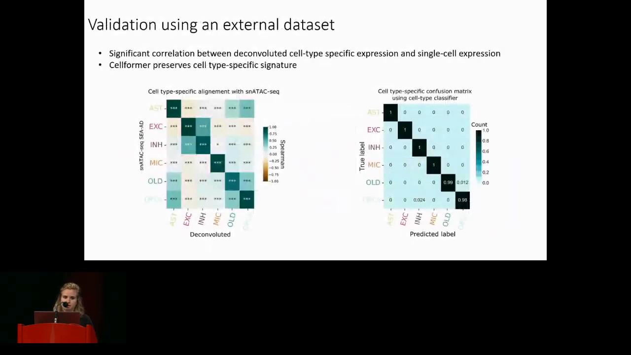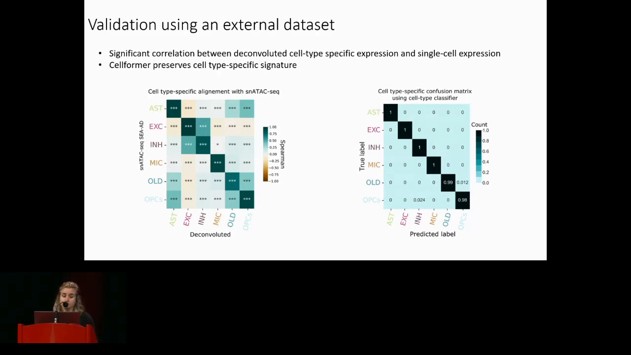We also validated our model using an external single nucleus ATAC-seq dataset and compared the deconvoluted profile for different cell types with the profile from single nucleus, using a correlation measure. And we observe a significantly high correlation within the same cell type between the 2 modalities. Additionally, we trained an external classifier to predict the cell type on single nucleus data and applied it to the deconvoluted signal. And we observe a perfect classification, meaning that the model preserves the cell type-specific signature.